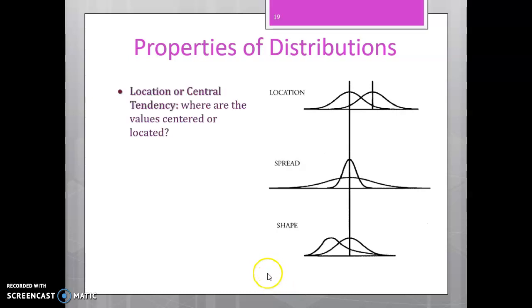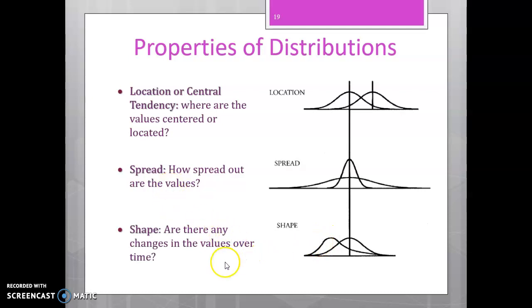Okay, so we just talk a little bit here about the properties of distributions and what they do mean. The location, or central tendency, is where the values are centered, or where they are located. How far apart are they? And are there any changes in the values over time? Does it shift? Okay. Now we've talked about these in the past, and we've talked about how the histogram helps you look at that information.